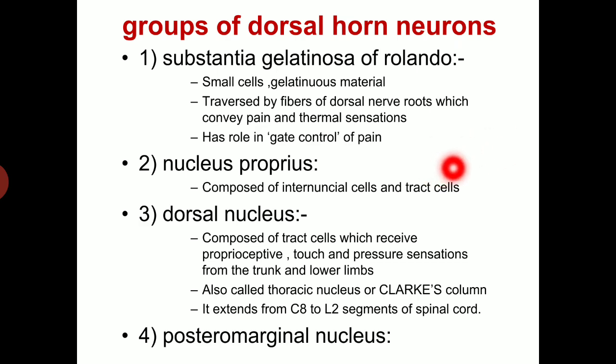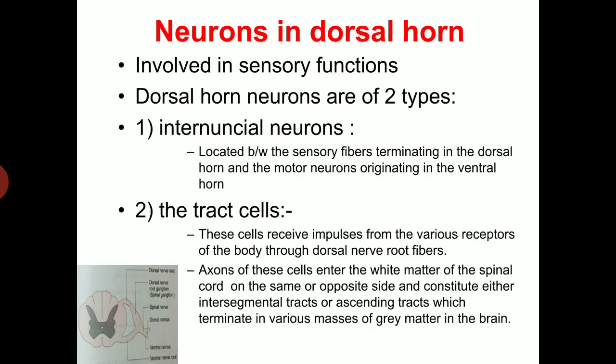The second is nucleus proprius, composed of internuncial cells and tract cells. Third, the dorsal nucleus, composed of tract cells, which receive proprioceptive, touch and pressure sensation from the trunk and lower limbs. It is also called thoracic nucleus or Clarke's column, and it extends from C8 to L2 segment of the spinal cord. And fourth is the posteromarginal nucleus.